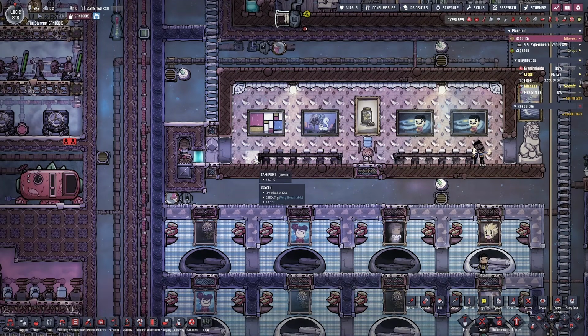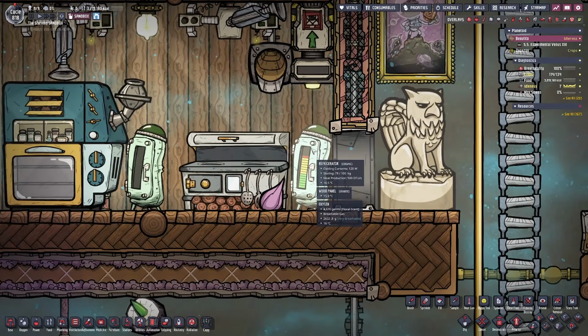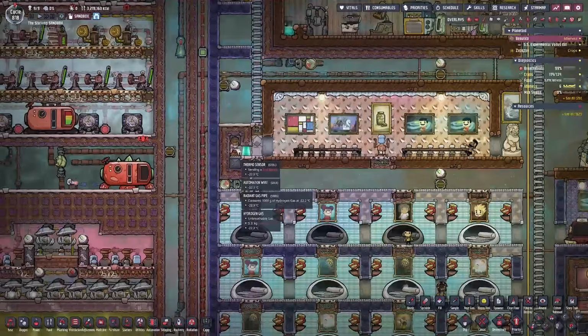And although it's not essential for full sustainability, it is definitely going to help. There's absolutely nothing wrong with keeping just the amount of food you need inside of a refrigerator. But your colony is going to be much better off, and you're also going to be able to take on many more duplicants if you have a way to store your food indefinitely so it doesn't go bad.